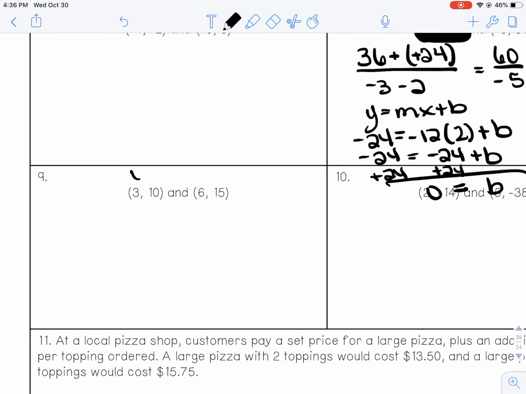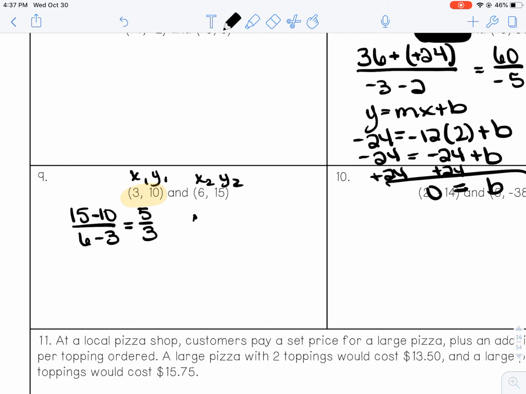One more problem where they don't give us the slope. Okay, so we'll calculate it. y2, which would be 15, minus y1 over x2 minus x1. And I get 5 over 3. That's an ugly fraction, but that's okay. Leave it like that and pick a pair.